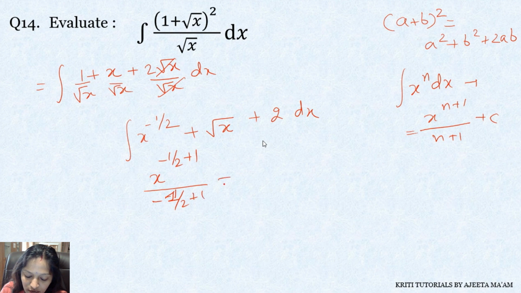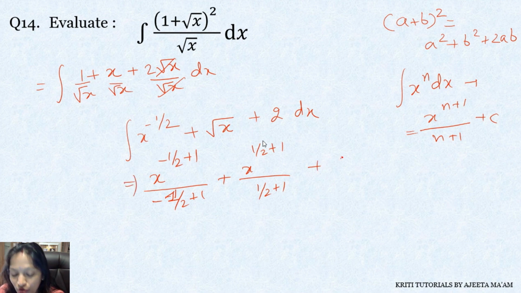Plus half plus 1, and here also half plus 1 on integration, right? And 2 is there, and the integral, as we know, of dx is x. So this is our answer. Now let's simplify it and write the final answer. Minus half plus 1 is half, right? So here we will get the reciprocal, so it becomes root x.